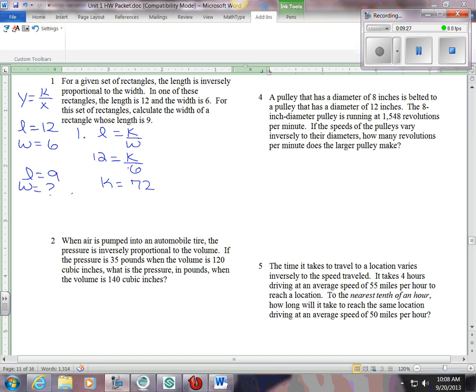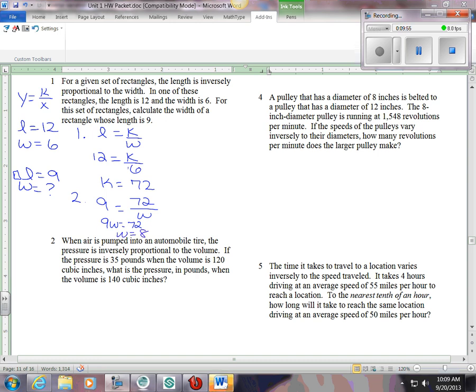All right, so here's step 2. We've got our constant of variation now, right? I'm going to use that in my formula. What else do I have? You're looking for the next rectangle. I have the length. What don't I have? So we're going to find it. How do I do it? Yeah, cross multiply, which is 9W equals 72, or W equals 8.